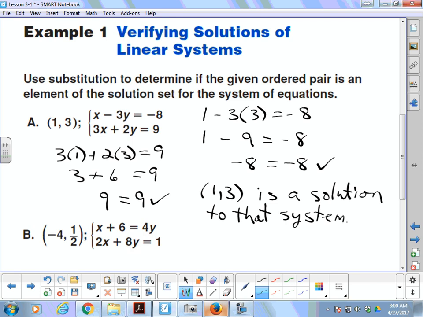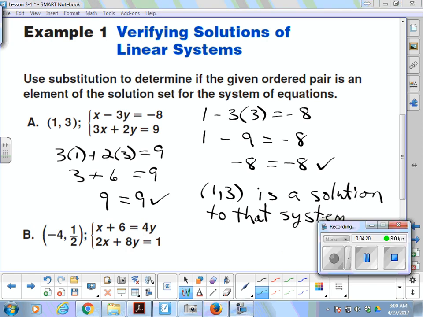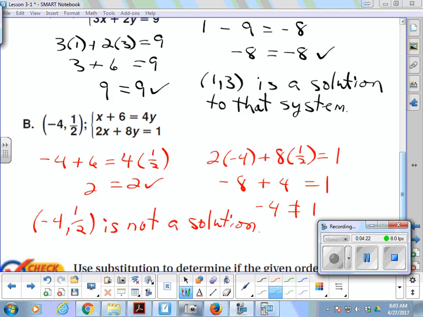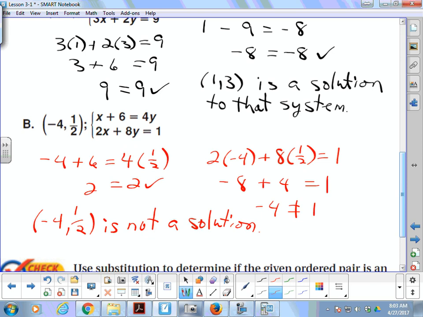So you check them both. If it works in both, then it's a solution to the system. If either one of them doesn't work, then it's not a solution to that system. So you do letter B. Okay, so (-4, 1/2) doesn't work.